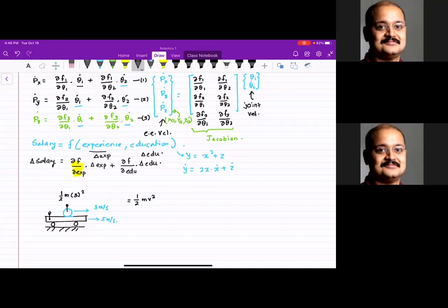That is in that ball's reference frame. But in reality, the kinetic energy has to be with respect to some datum, some fixed frame. With respect to this frame, the kinetic energy is equal to 0. That's why it's fixed. So the total kinetic energy is going to be 3 plus 5, 8. And the total kinetic energy of the ball, that's why I'm writing this in blue, is 1/2 m times 8 square.